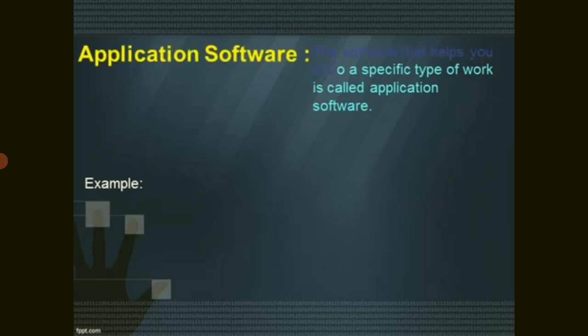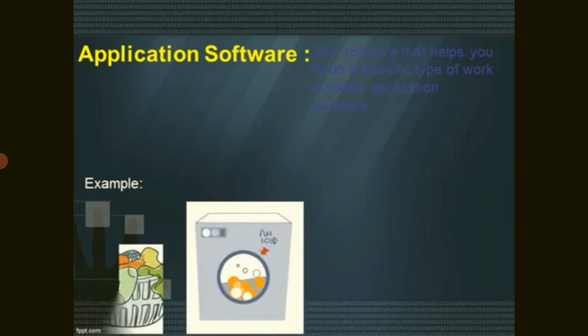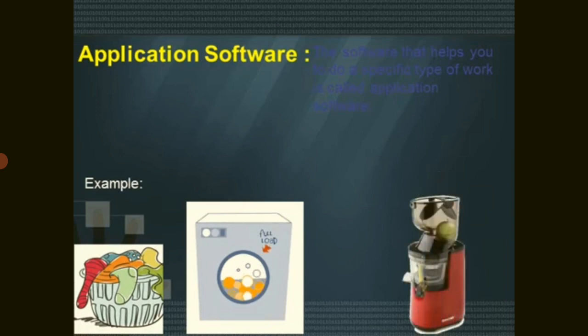Application software. The software that helps you to do a specific type of work is called application software. Example, what do you do with a washing machine in your house? You can only wash the clothes with it. A juicer is used to extract the juice of fruits and vegetables only. This indicates that you can do a specific type of job with these machines.